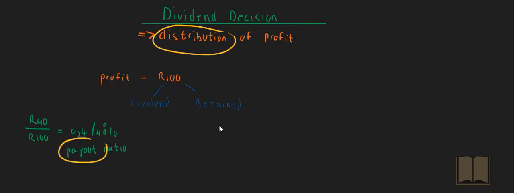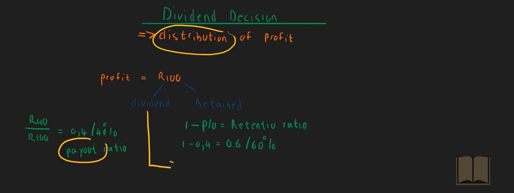If 40% is your payout ratio, then 1 minus the payout ratio will give you the retention ratio. So how much of the profits do you keep in the business? So 1 minus the 40% gives you 0.6, alternatively a 60% retention ratio.